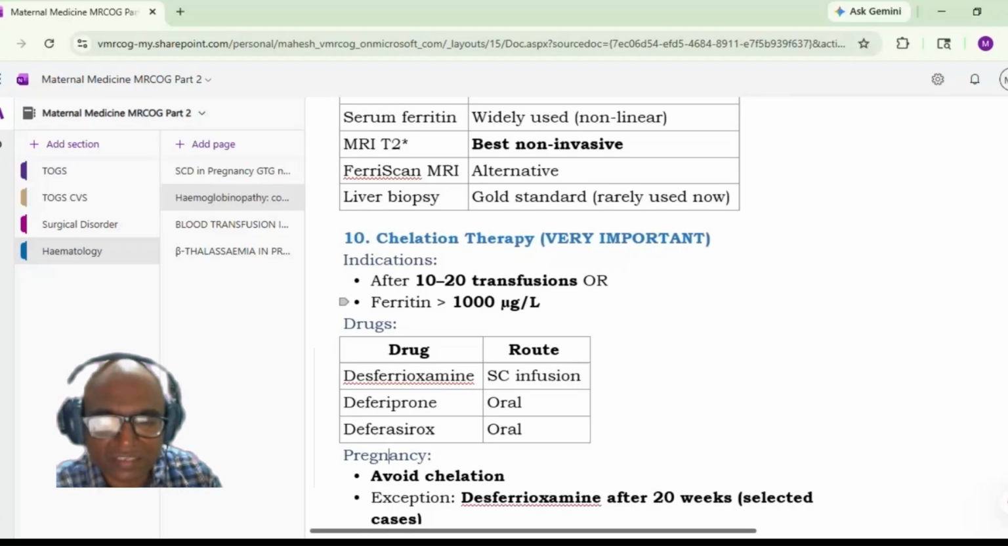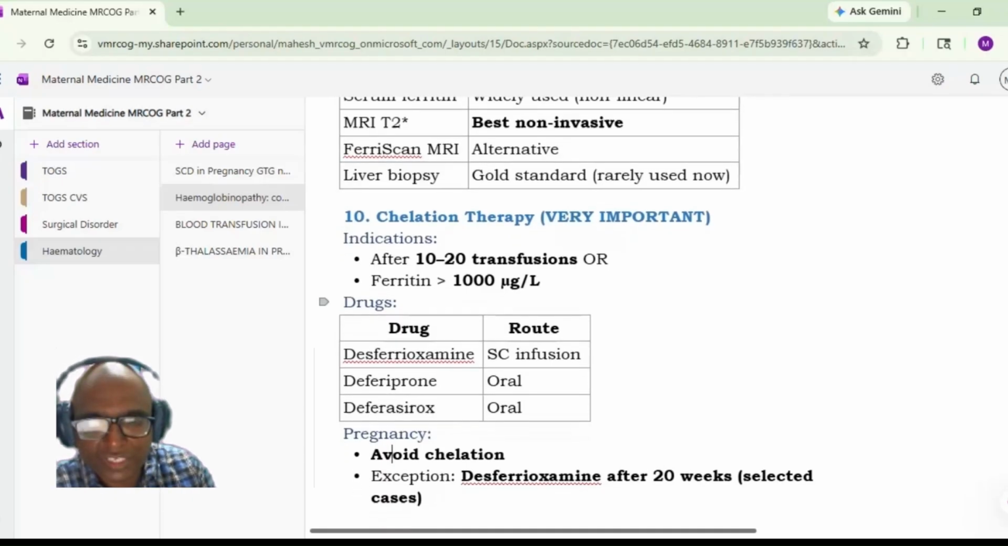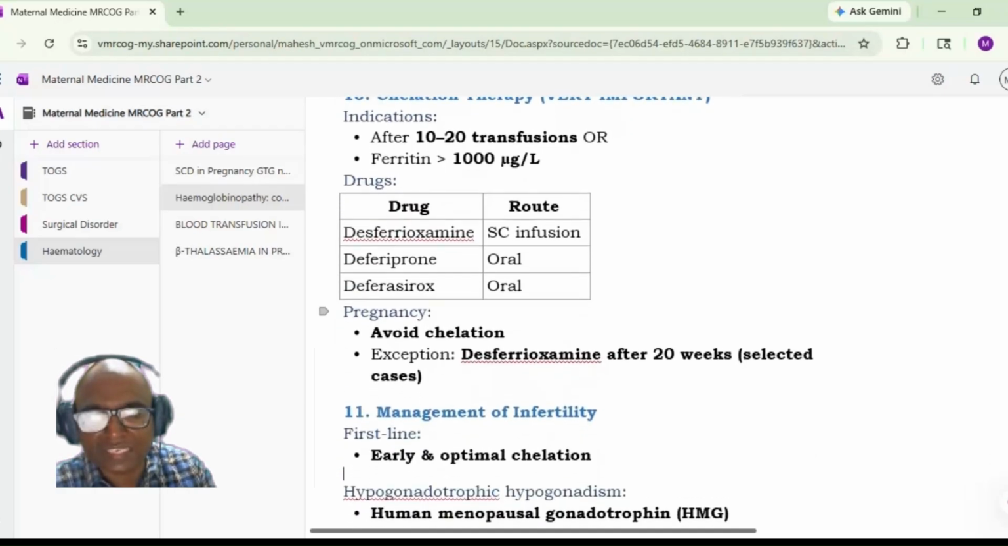There are three drugs which are available for chelation. One is desferrioxamine, second is deferiprone, and third is deferasirox. Okay, out of which desferrioxamine is given as a subcutaneous infusion, while deferiprone and deferasirox are given orally. Okay, again, they are not indicated in pregnancy. So chelation is to be avoided in pregnancy, except that desferrioxamine can be used after 20 weeks. Okay, that too in selected cases.